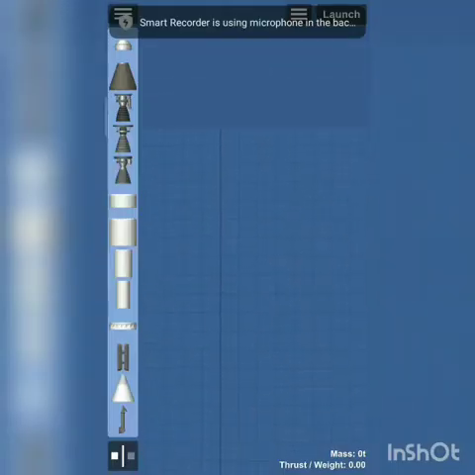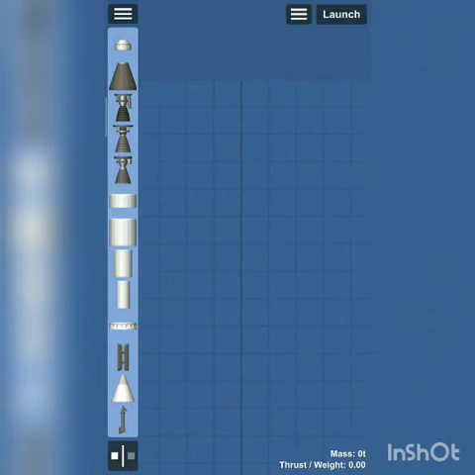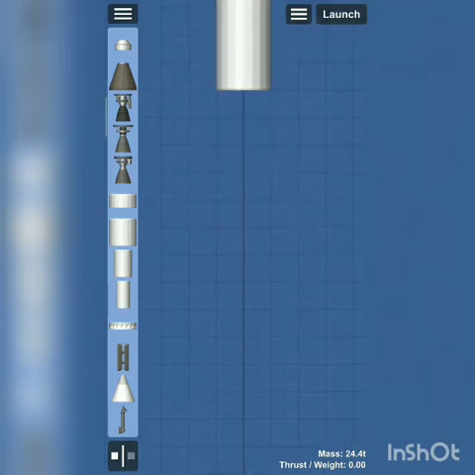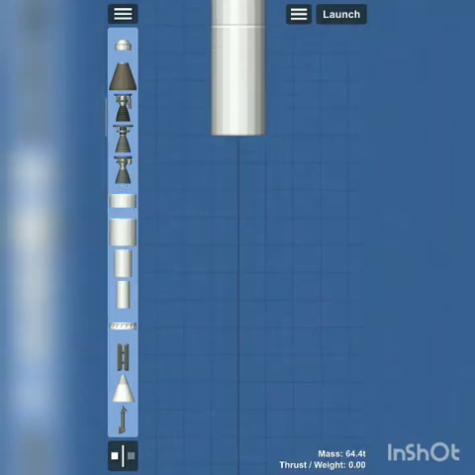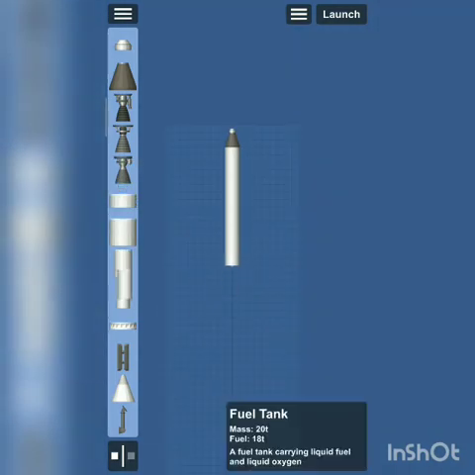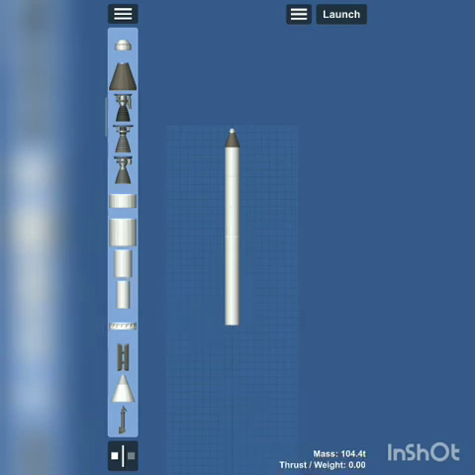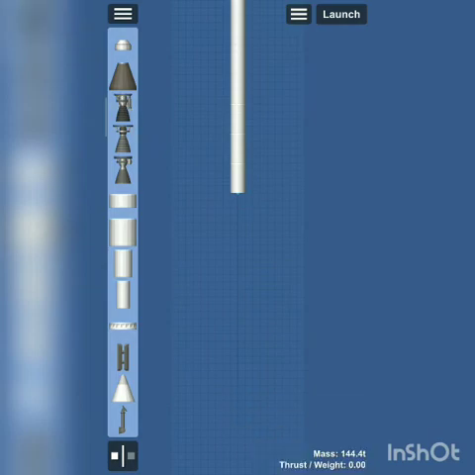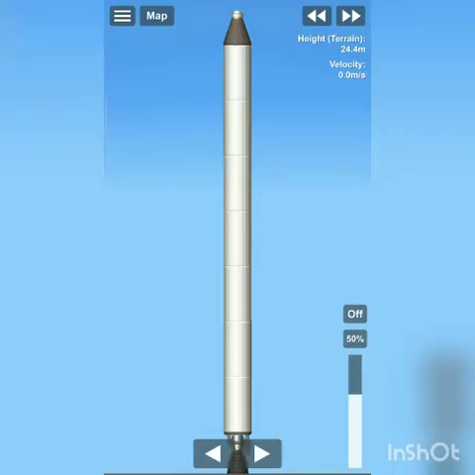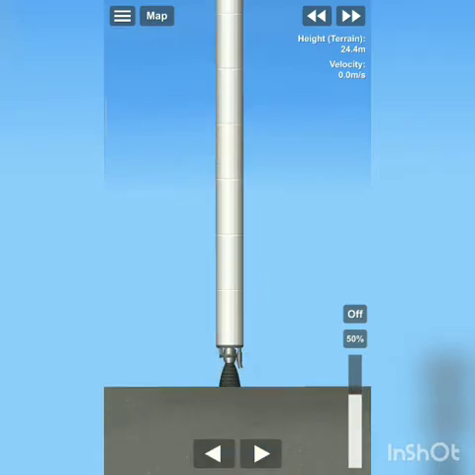Now let me explain why we use these stage-by-stage separations in rockets using Spaceflight Simulator. Let me make a rocket without any stage separations, but with a lot of fuel. I'm adding so many fuel tanks here, because I need so much fuel to go to the moon, and I'm adding a single booster. Let us see what happens.